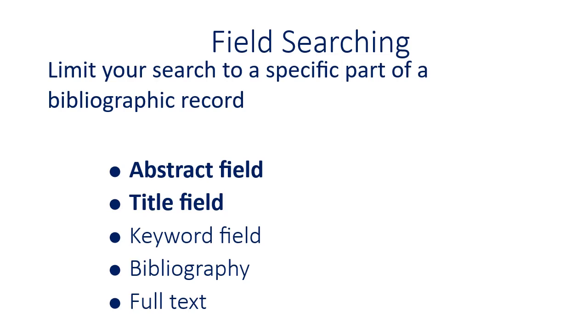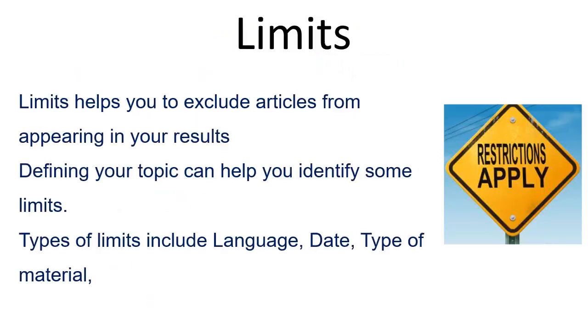And you'll see drop down menus once again allowing you to select what fields you want to search in the databases as well. And finally, we're going to look at limits. And limits is a powerful way of getting rid of stuff you know in advance that you don't want to see. So for example, if you want the most up-to-date research, you can use a date limit to discard everything older than the date you're happier with.